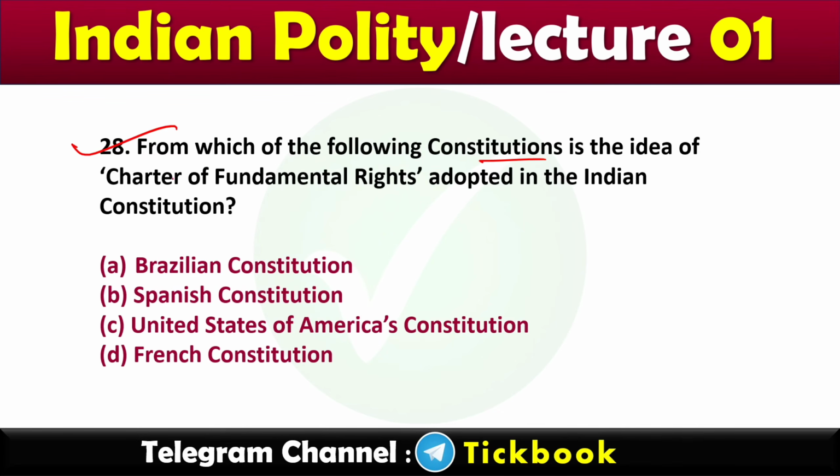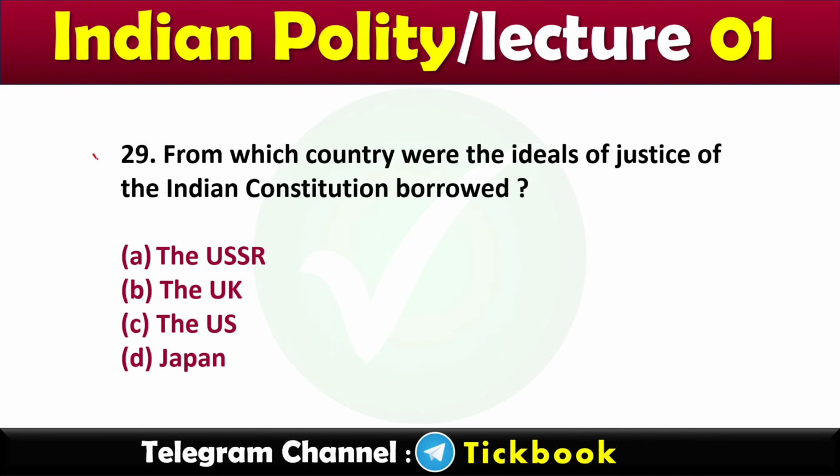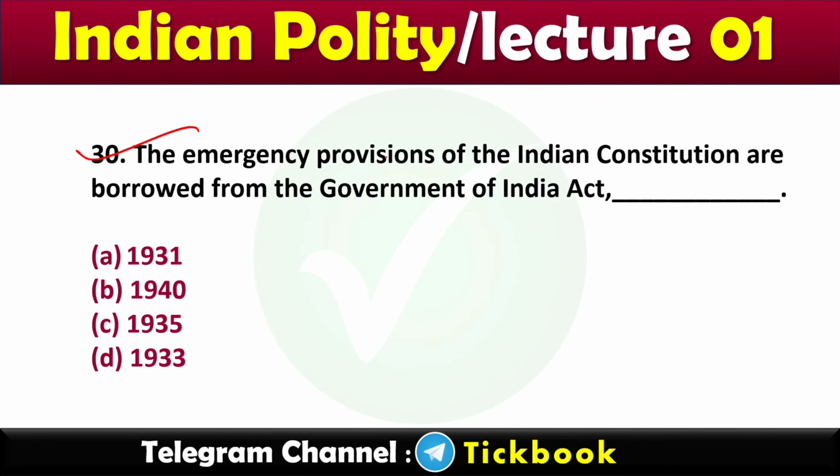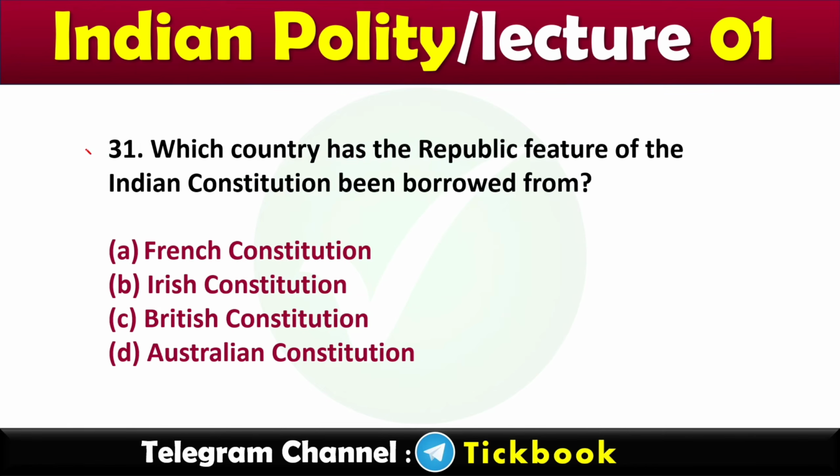28, from which of the following constitutions is the idea of Charter of Fundamental Rights adopted in the Indian Constitution? Option number C, United States of America's Constitution. 29, from which country were the ideals of justice of the Indian Constitution borrowed? Ideals of justice. Option number A, the USSR. 30, the emergency provisions of the Indian Constitution are borrowed from the Government of India Act. Option number C, 1935. 31, which country has the Republic feature of the Indian Constitution been borrowed from? Option number A, French Constitution.